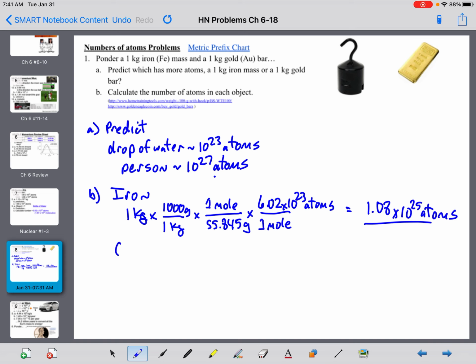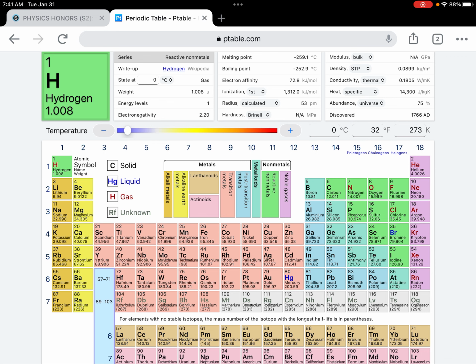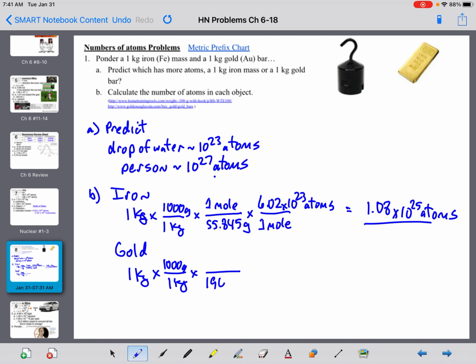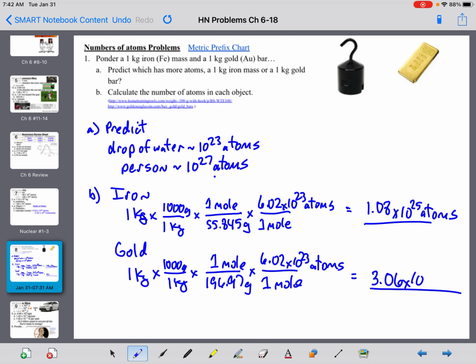Your process for gold is going to be the same. Start with your 1 kilogram, convert it over to grams, go to your periodic table, find gold, that's Au, that's element number 79. So my atomic mass is 196.97. So that is 196.97 grams in 1 mole. And then a mole is 6.02 times 10 to the 23rd atoms. And so we convert over and we get about 3.06 times 10 to the 24th atoms.